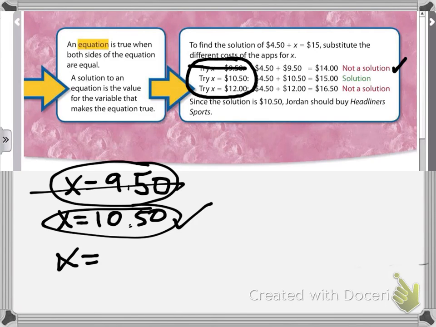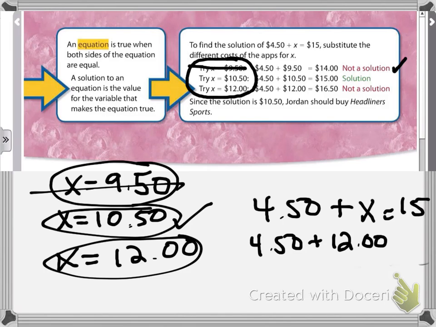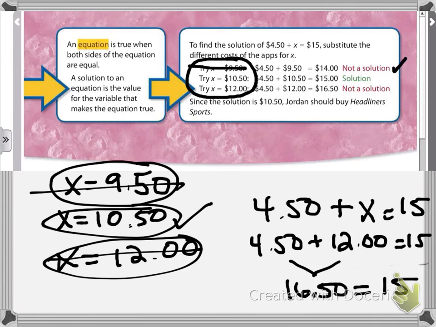Okay, the next one, if they have us try x equals 12, we're going to say 4.50 plus 12, does that equal 15? Oh wait, I messed up. I should have added x. Let's rewind. Okay, so 4.50 plus x equals 15. I want to show you every step. So the next step would be 4.50 plus 12, the one that they're having us try. Does that equal 15? When you add those two together, it equals 16.50, which does not equal 15. So that would be incorrect.